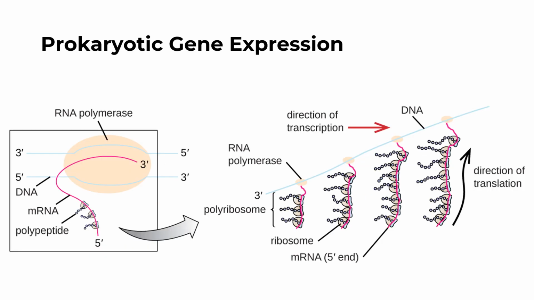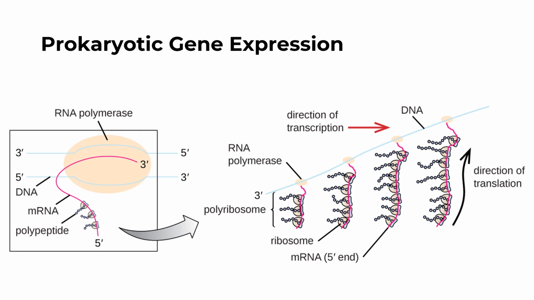In prokaryotes, because there is no nucleus, both transcription and translation occur in the cytoplasm of the cell. In fact, these two processes can occur almost simultaneously. We call this coupled transcription and translation.